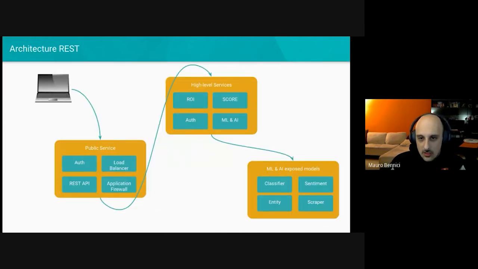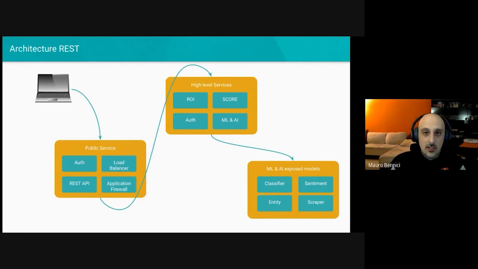It's not a real architecture, just a very simple abstraction. Imagine the laptop is our customer, and we know who the customer is, like when you create tokens on Google Cloud; we know the APIs, we know everything about these customers. The customers arrive to access the public service, and first come authentication and authorization, load balancing, the REST API itself, and an application layer to understand how to mix this information and authorize some kinds of operations.